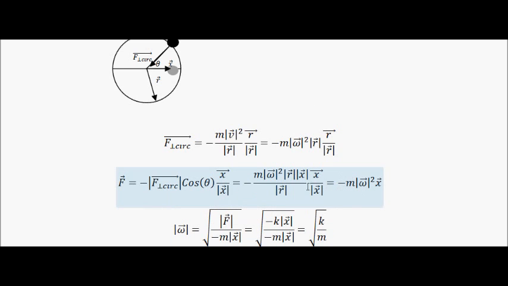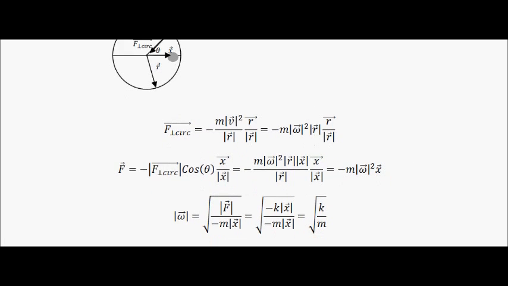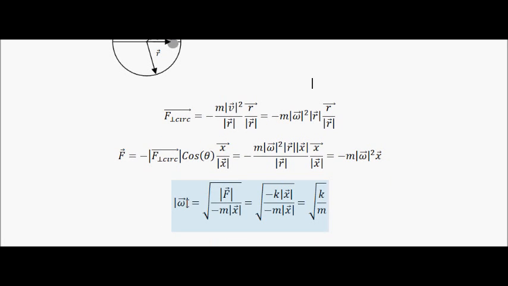So simplifying that, these two r's cancel, that x cancels with that x, so we're left with minus m omega squared and x. You notice that this vector here is just the vector x, so it's in the negative x direction. So everything's still checking out. Now we're going to rearrange this equation for omega.